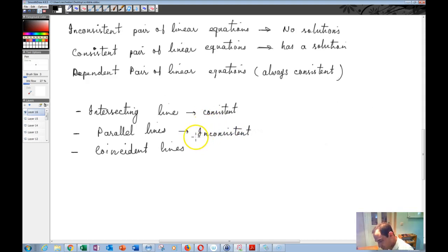And then when the two lines are coincident, in which case you have infinitely many solutions, that's also consistent because you have many solutions there. That's a consistent pair of linear equations, but it's also dependent.